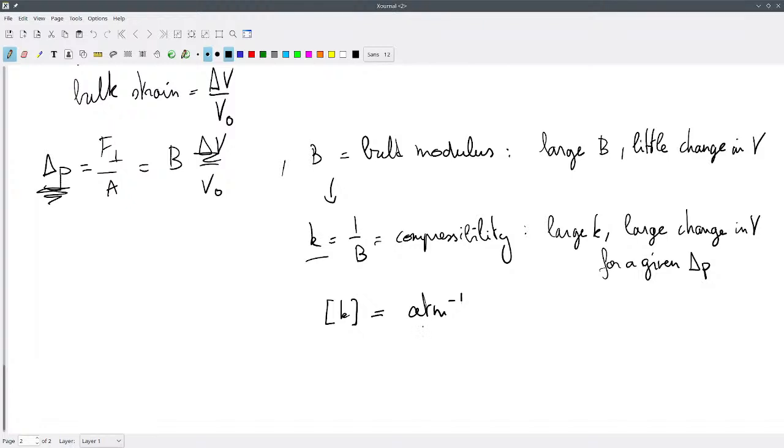In any case, if we have something that has a compressibility of, let's say, 0.1 per atmosphere, then it means that it will change if I increase the pressure by, well, then you can calculate from that, of course, what the change in volume will be, and it's much easier to use this when we're talking about atmospheric pressure changes and pressures that are expressed in atmosphere.